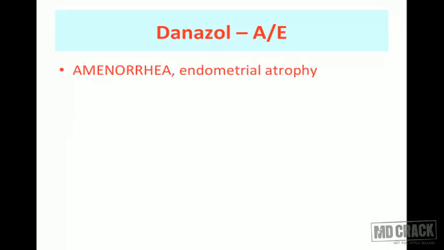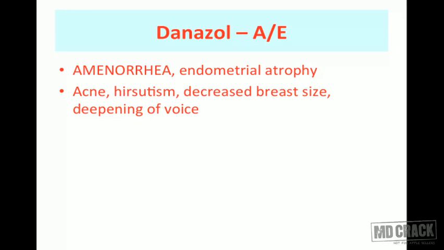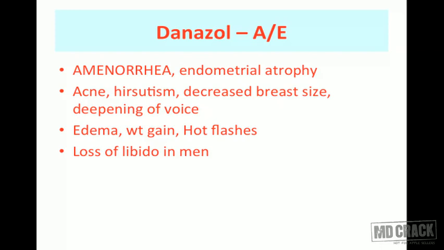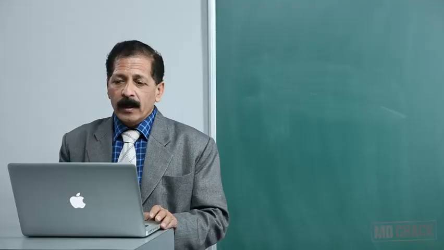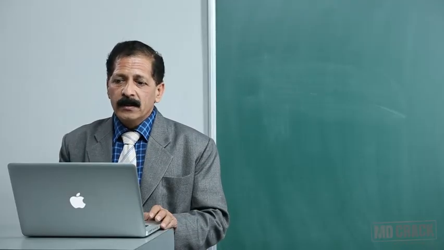Danazol is going to lead to amenorrhea and endometrial atrophy in the females as adverse effects. It's going to precipitate acne, hirsutism, I hope you understand its androgenic effects, decreased breast size and deepening of voice. Plus, being a steroidal structure, it is going to produce sodium and water retention, edema, weight gain and also hot flashes. It's going to lead to loss of libido in the men and muscle cramp, night sweats, GI disturbances and elevation of the liver enzymes, and this is an important adverse effect. We need to keep a watch on liver function.